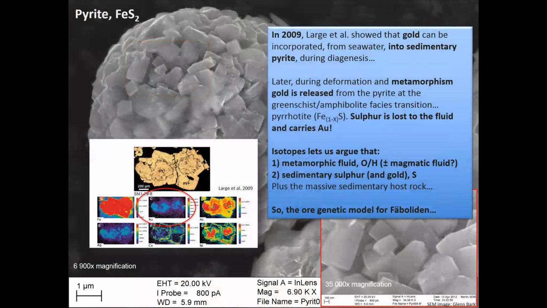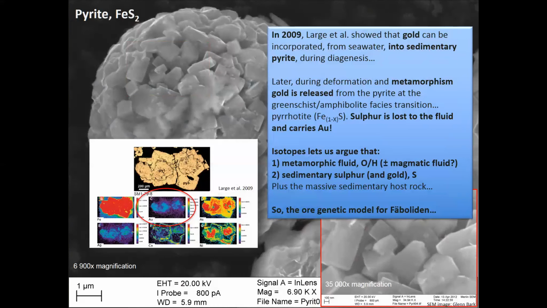And in 2009, Ross Large and co-workers showed that gold in pyrite formed in this way, in sedimentary pyrite, incorporates gold and other metals during precipitation. Gold is precipitated from the oceanic water into the pyrite crystal structure. And so we know then that we have a lot of pyrite in these sedimentary rocks.